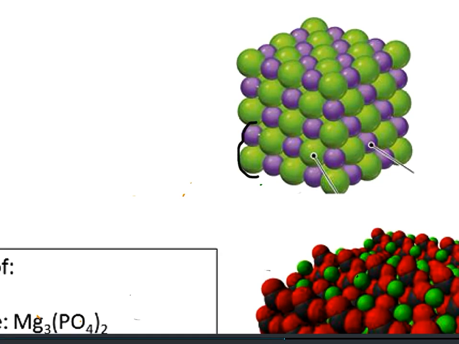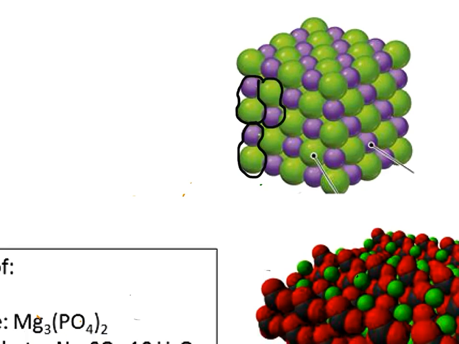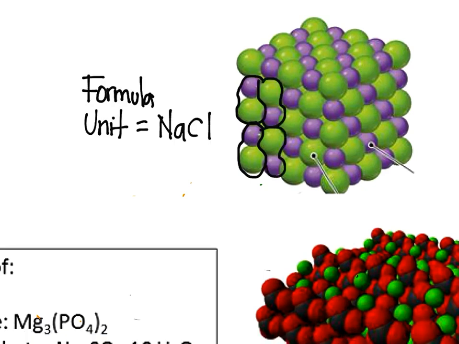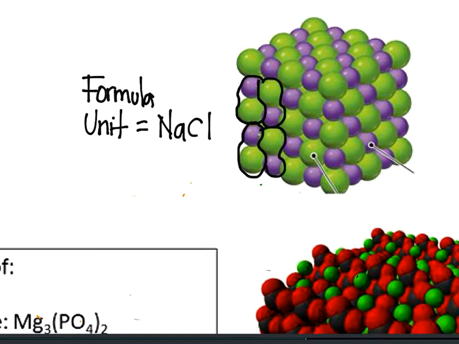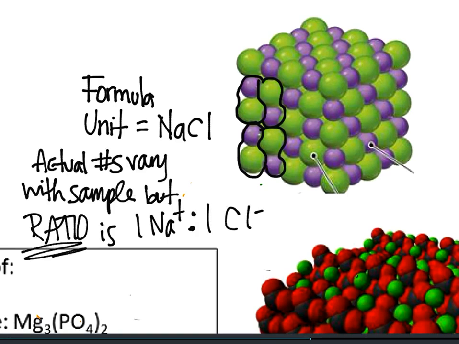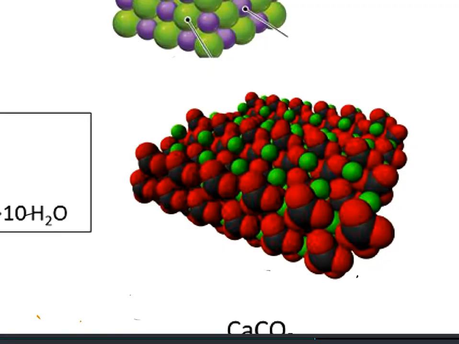And this is to show you that if we take the entire sodium chloride lattice that you see here, this big giant cube of sodium chloride ions, and I'm encircling a single formula unit, which would be 1 sodium and 1 chloride. And there's another formula unit there, and there, and there. So I've circled 4 formula units. The actual numbers vary with the sample, but the ratio is always 1 to 1.